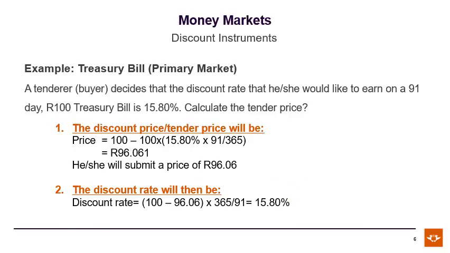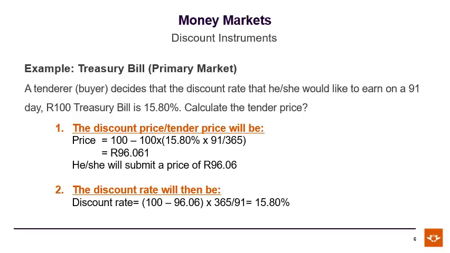I'm going to look now at an example on a straight discount instrument, the treasury bill in the primary market. A tenderer or a buyer decides that the discount rate that he or she would like to earn on a 91-day treasury bill is 15.8%. We're asked to calculate the tender price. So if we look at the discount price or the tender price, it's going to be 100 minus 100 times 15.8% ratioed for the 91 over the 365.